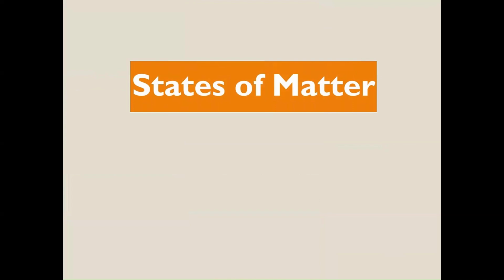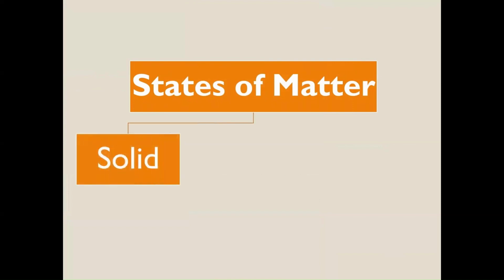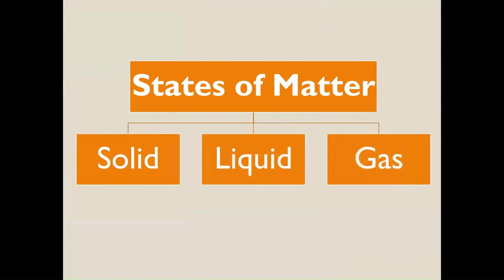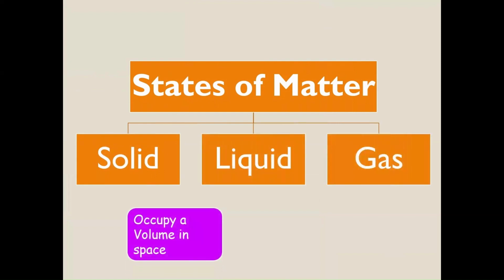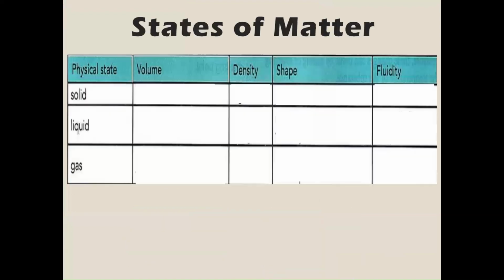So what are the states of matter? We have three states of matter: solid, liquid, or gas. And matter is anything that occupies a volume in space and has a mass.